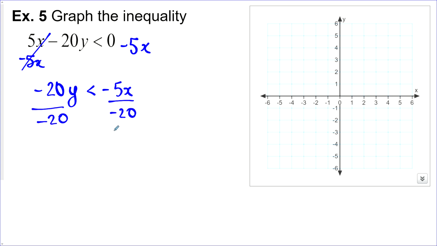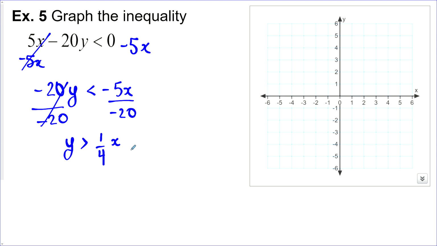Now, if you want to do the algebra steps differently, that is perfectly fine. Y is, now, we divided by a negative, so we've got to flip this inequality. So it was less than, now we've got to do greater than. Negative 5 divided by negative 20 is 1/4 x. Now we've got it in a nice form. This is actually slope-intercept form. Our slope is 1/4, our y-intercept is 0.